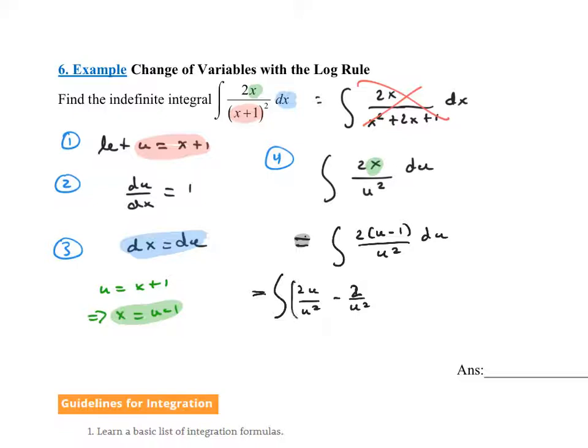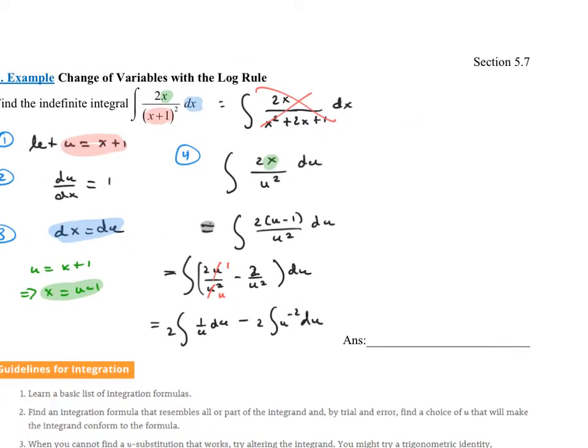This is what I did, was I distributed the 2, and then I separated it. So I just did 2 times u, and then I did 2 times 1, and then I separated it into 2 separate problems. Now my u's are going to simplify here, and let's see what we get. I'm getting 2 times the integral of 1 over u du minus 2 times the integral of u to the negative 2 du. And that is in the form that I can actually integrate it. So I'm going to move on to step 5 now and actually integrate it.